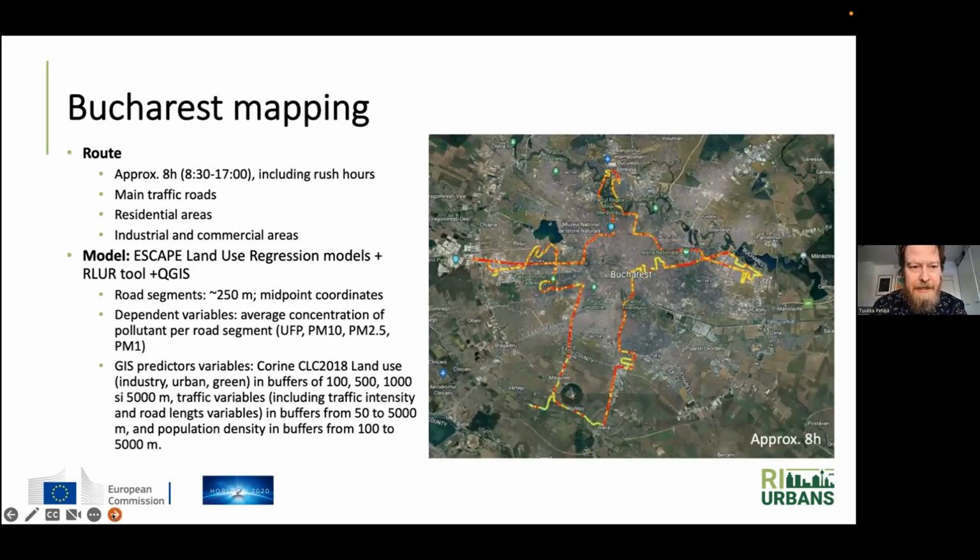And as an application of both modeling and measurements, these are results from Bucharest, where there are mobile measurements on a route within the city, supported with modeling results. This kind of analysis helps to understand the local hotspots and also their variability within time. It actually takes 8 hours to do this kind of route of measurements, but it provides a valuable data set.